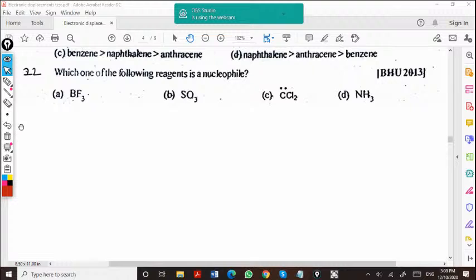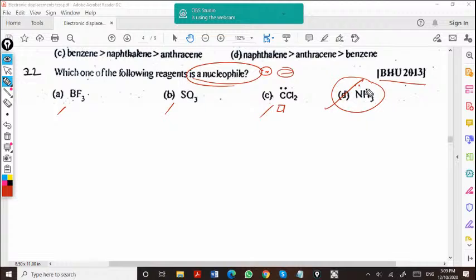Next, this is a simple question asked in the BHU. Which is the nucleophile? Nucleophiles are generally species with lone pairs or with a negative charge. If it has an empty orbital, or fewer than an octet configuration, it will be considered an electrophile. This is also an electron deficient system, so this is also an electrophile. Only NH3, which has a lone pair, can be considered a nucleophile.